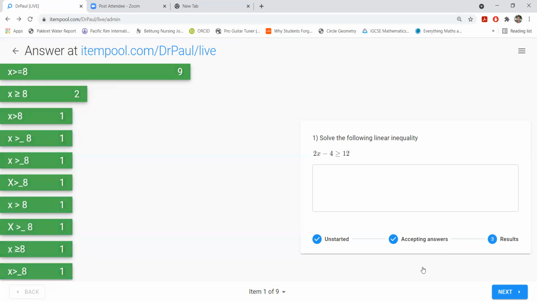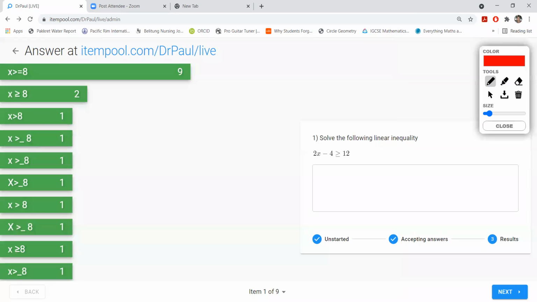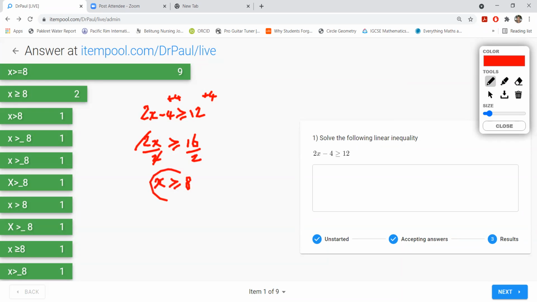So it all looks a little bit similar, except you're using different symbols. Let's have a real quick check. So let's mark on here: 2x minus 4 greater than or equal to 12. Add 4 to both sides, so 2x is greater than or equal to 16. Divide both sides by 2. Don't change your sign because you're dividing by a positive number. So x is greater than or equal to 8.